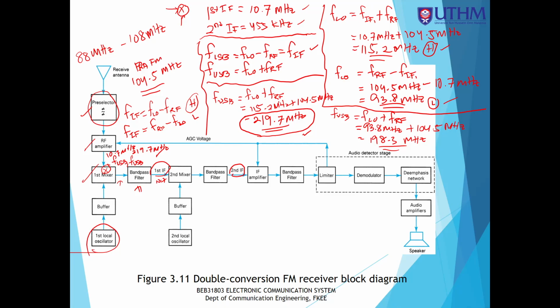It will produce FLSB and also FUSB. So how much is the local oscillator? It depends. We can use high side injection, or we can use low side injection. And we already know that the second IF would be 455.